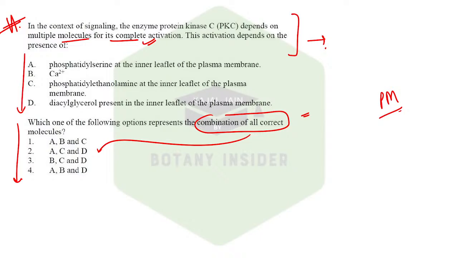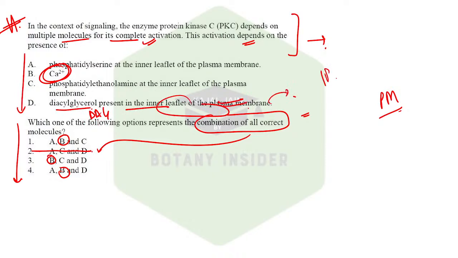Very easy. See, calcium will for sure be there in the options, right? Because our PKC activation depends upon it. So B will always be there. So B, B and B. I can eliminate the second one. Then diacylglycerol, DAG present on the inner leaflet. Again, correct. We have just understood this in the IP3-DAG pathway. So D should also be there. So either the answer is B, or the answer is 3, or the answer is 4.